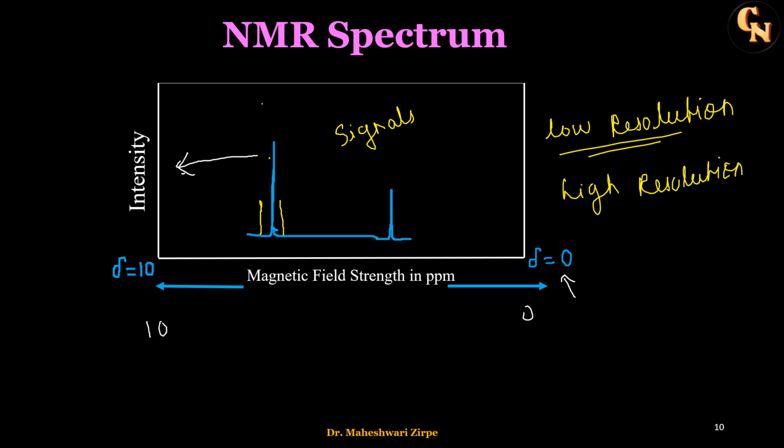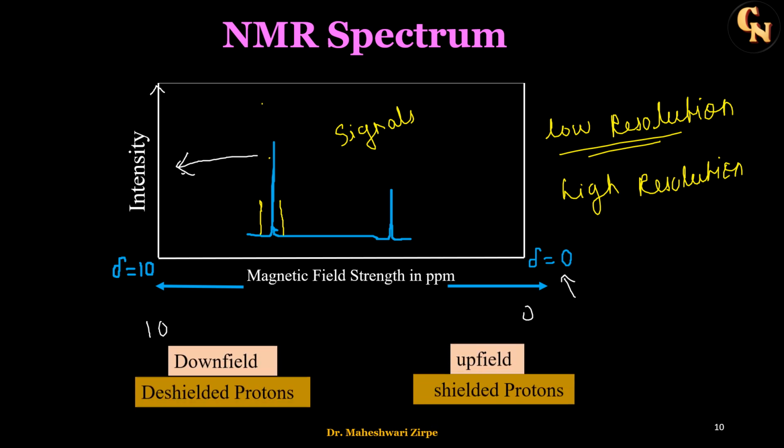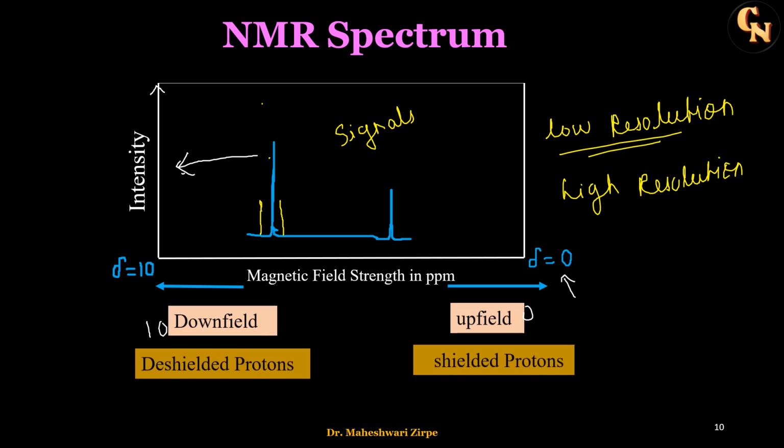Just now using Pascal triangle we saw what the intensities of the peaks are and how they are. Okay, so here on the y-axis you will find intensity, on the x-axis it is magnetic field strength. So this way we can see the NMR spectrum on our display. Now if delta is equal to 0, it indicates upfield.